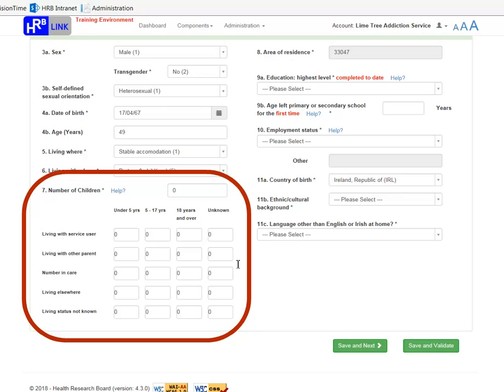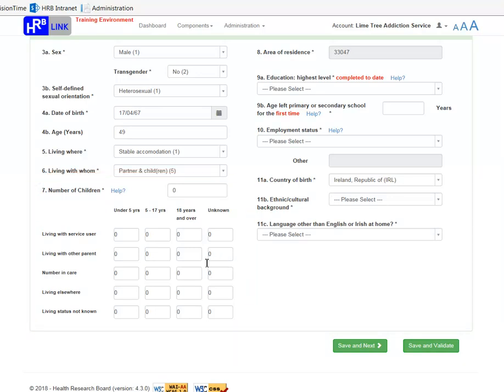It will also allow the living arrangements of the children to be captured for the first time. This means that in the future the number of children living with problem drug and alcohol users can be quantified. This will assist in estimating the number of young and older children at risk of hidden harm. Complete these fields as best you can, even if it's not possible to determine the age and living arrangements of every child.